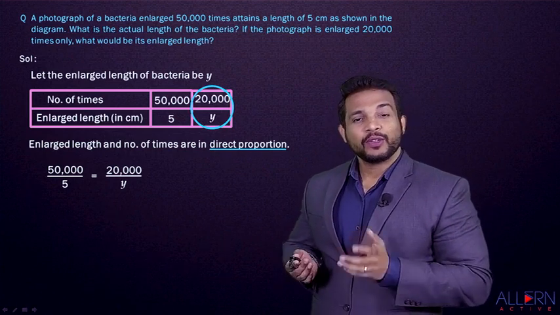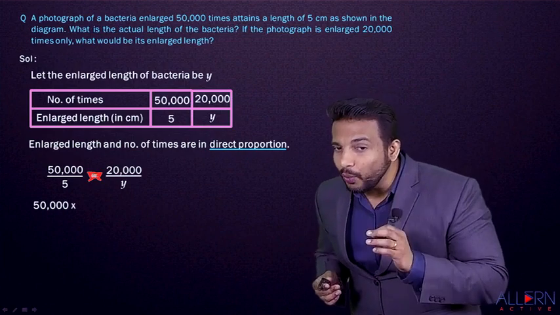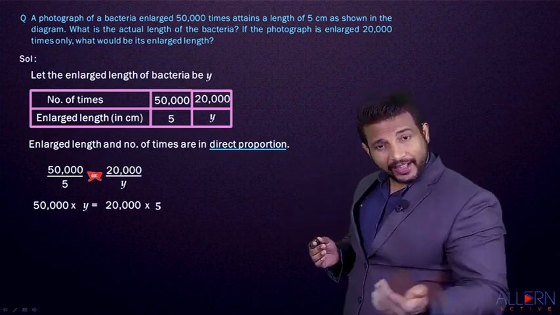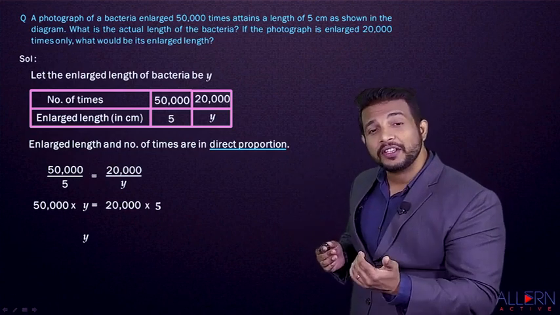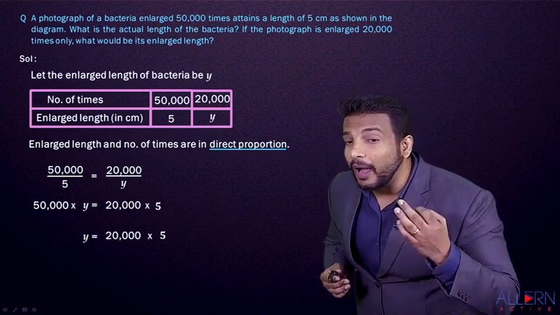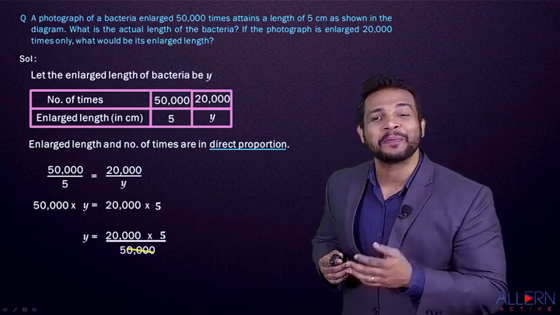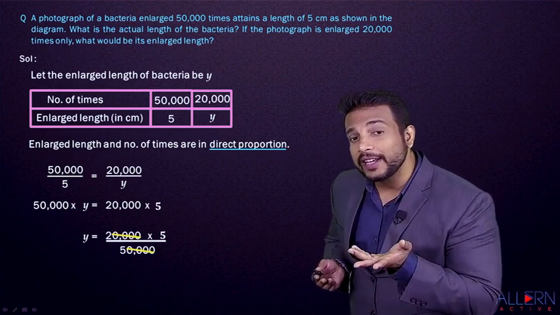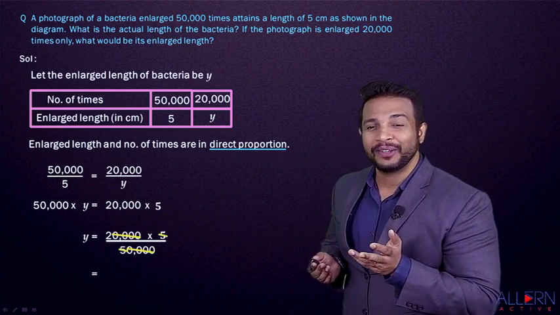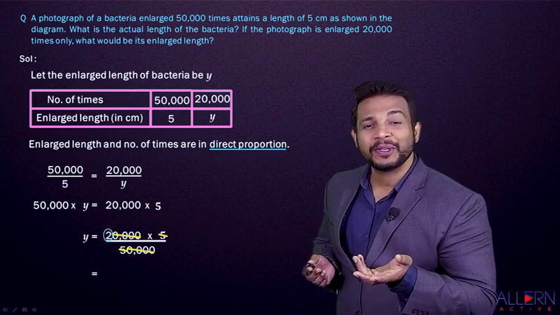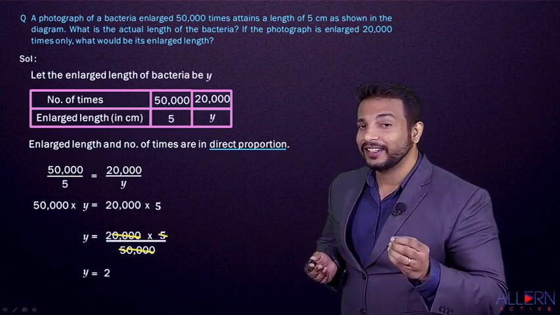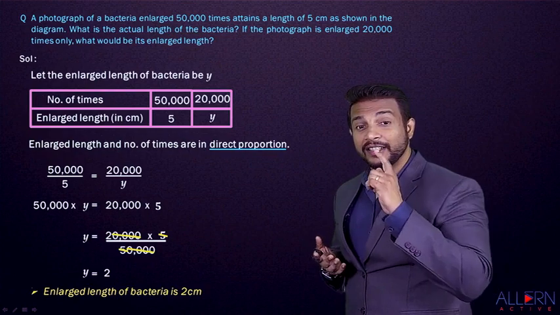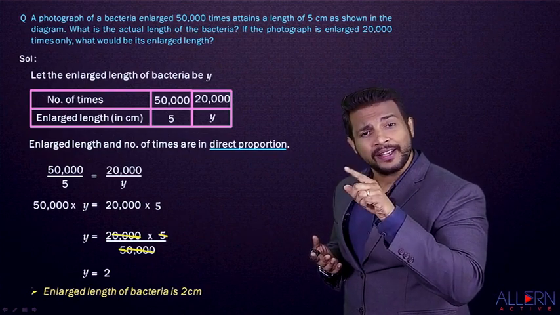Now just cross multiply. So what do we get now? So we get 50,000 into y is equal to 20,000 into 5. We want the value of y, keep the y and take that 50,000 in the denominator. So we get now y is equal to 20,000 into 5 upon 50,000, that goes in the denominator there. Now cancel it, so simple. 4 zeros from the denominator, 4 zeros from the numerator get cancelled. What else gets cancelled? Think, it's so simple. 5 and 5 get cancelled. What is left? 2. It's so simple. That means we get y is equal to 2 centimeter, and that is the enlarged length which we'll have. So we write that the enlarged length of the bacteria is 2 centimeter when it is enlarged 20,000 times. Wasn't that easy? Very simple, right?